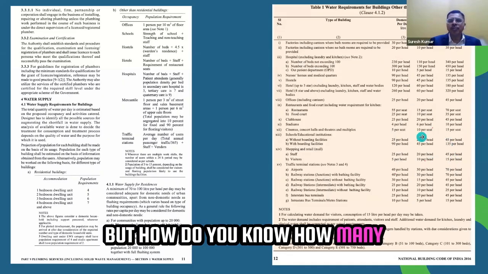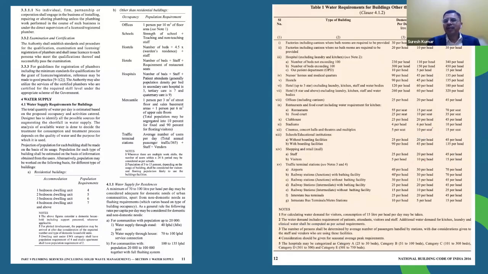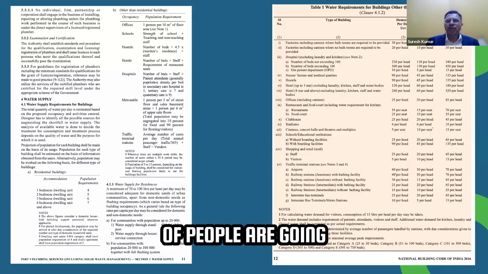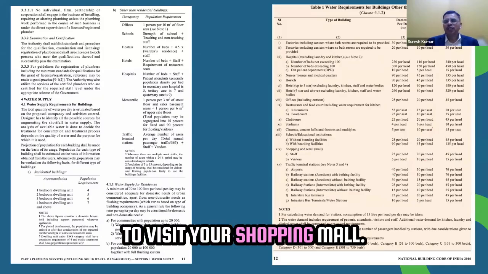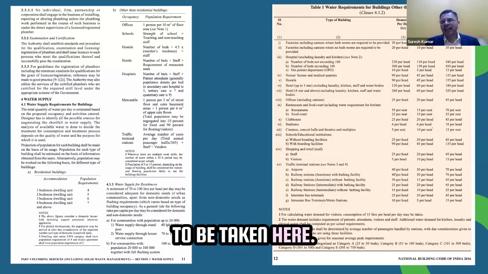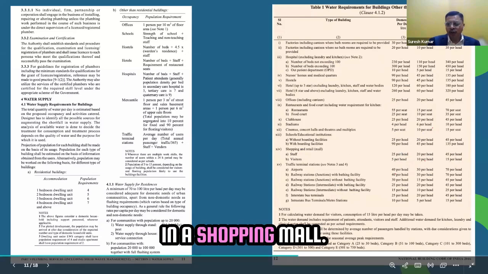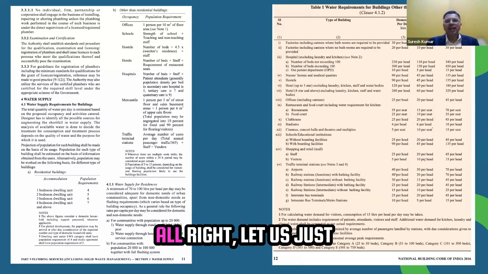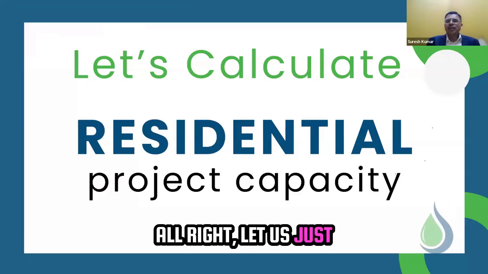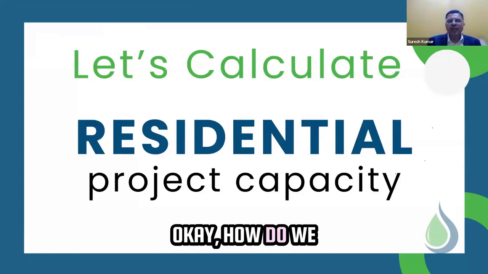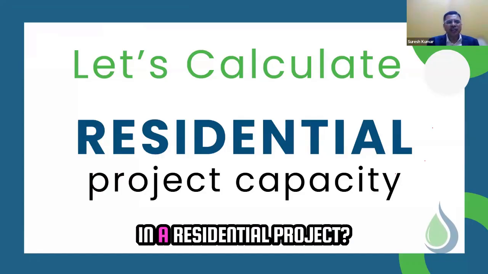But how do you know how many people are going to come to your shopping mall? When you are preparing a project report, you expect that a certain number of people are going to visit your shopping mall. That figure has to be taken here. There is no per square feet consideration in a shopping mall. All right. Let us just take up an example for a residential project. Okay, how do we calculate capacity in a residential project?